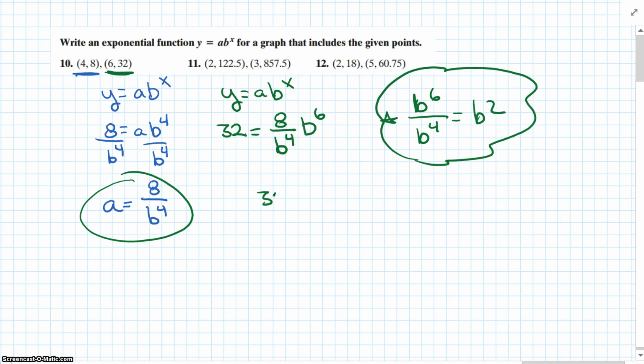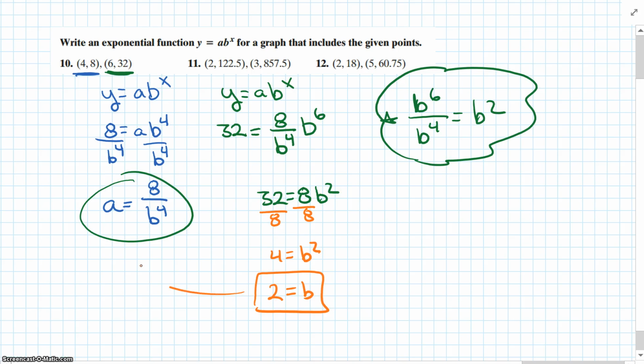So we can rewrite this as 32 equals 8b squared. Well, now we just solve. Divide each side by 8. So we get 4 equals b squared. So b must equal 2. So now we're going to plug that back into our equation and solve for a. So a equals 8 over b to the 4th, it's going to be 8 over 2 to the 4th, which is going to be 8 over 16, which is going to be 1/2.